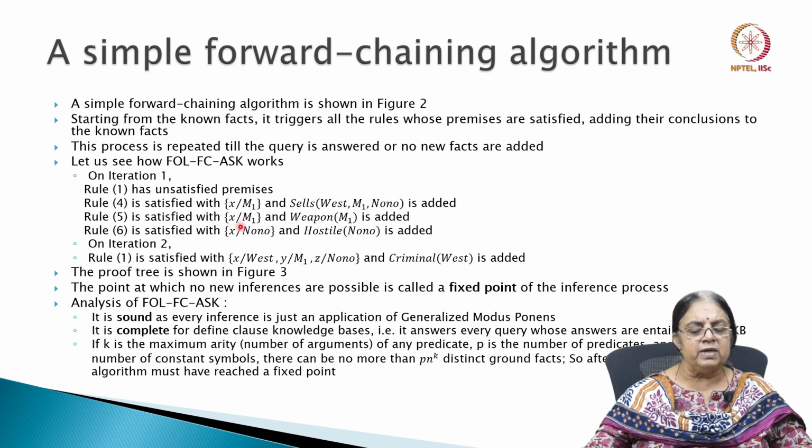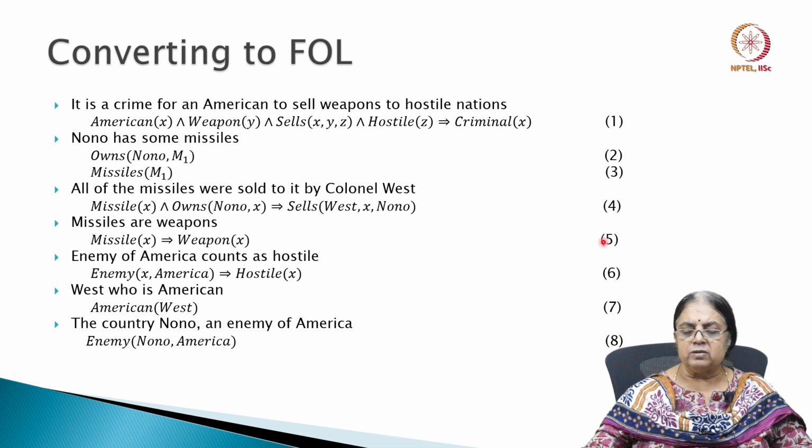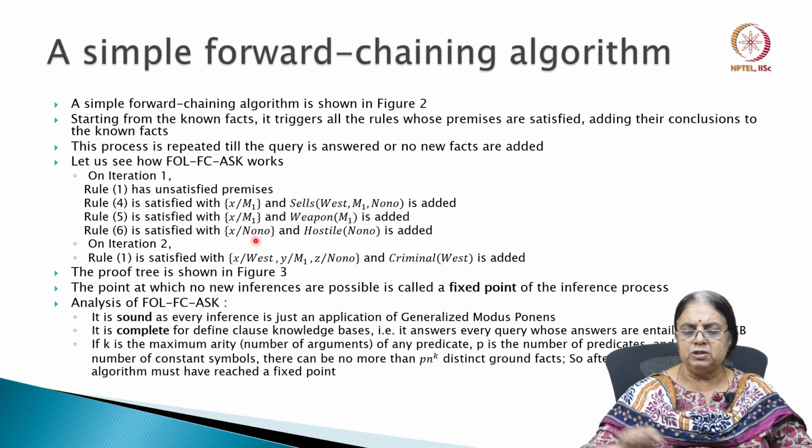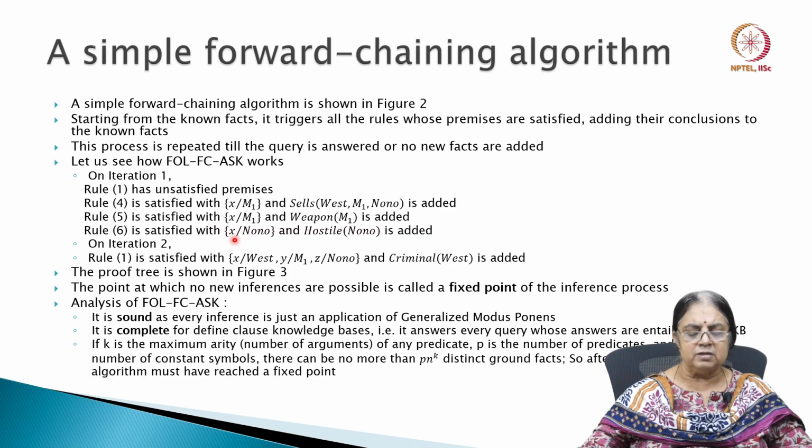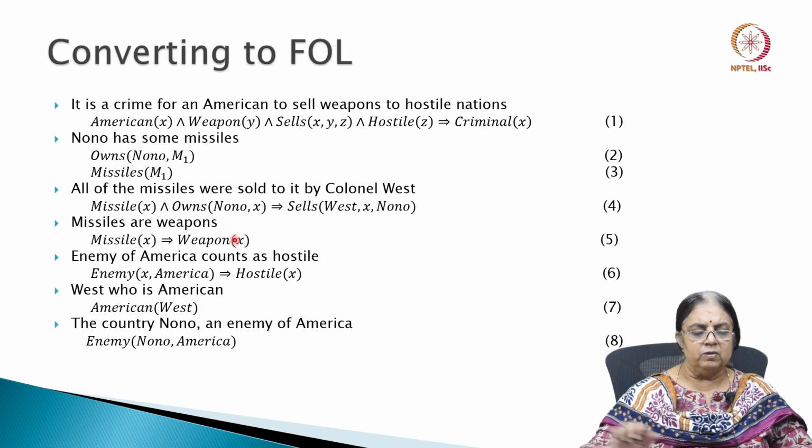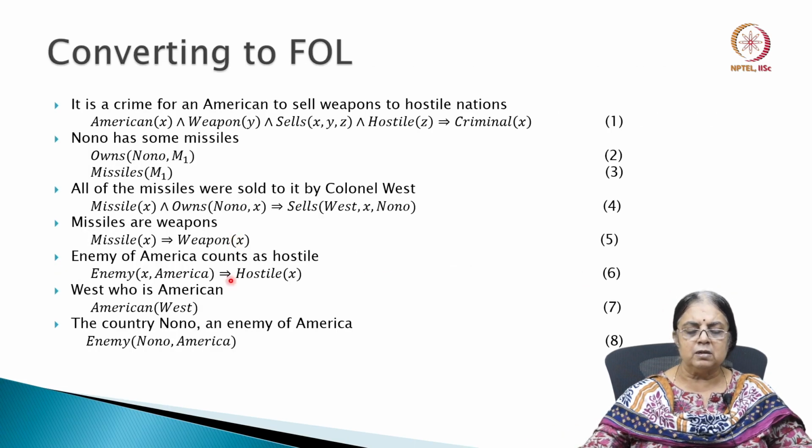And then rule 5 is satisfied. We take rule 5 here: Missile(X) implies Weapon(X). So Missile(M1) implies Weapon(M1). So we can add Weapon(M1) also into your knowledge base. And rule 6 is satisfied. Rule 6 is Enemy(X, America) implies Hostile(X).